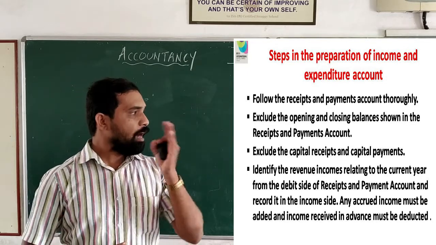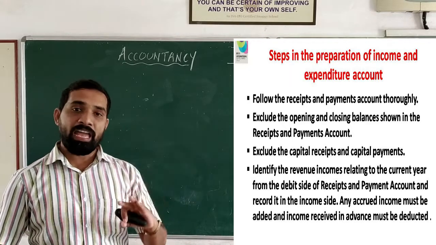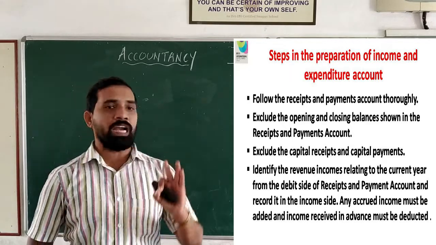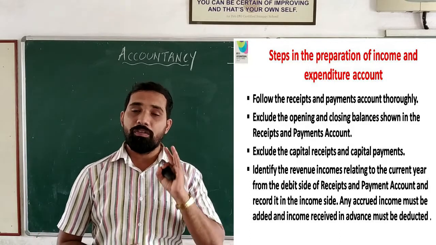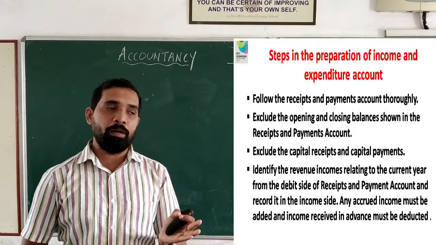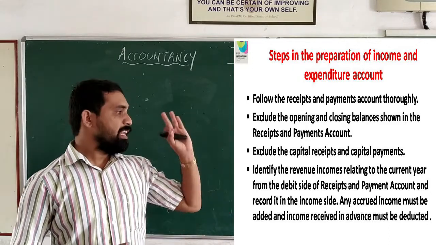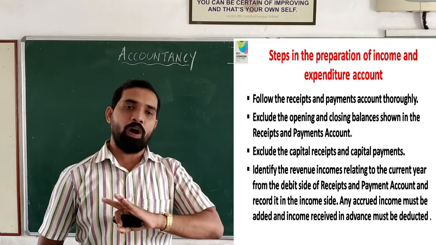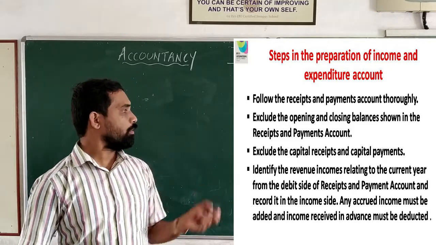And any accrued income must be added and income received in advance must be deducted. That is the fourth point.